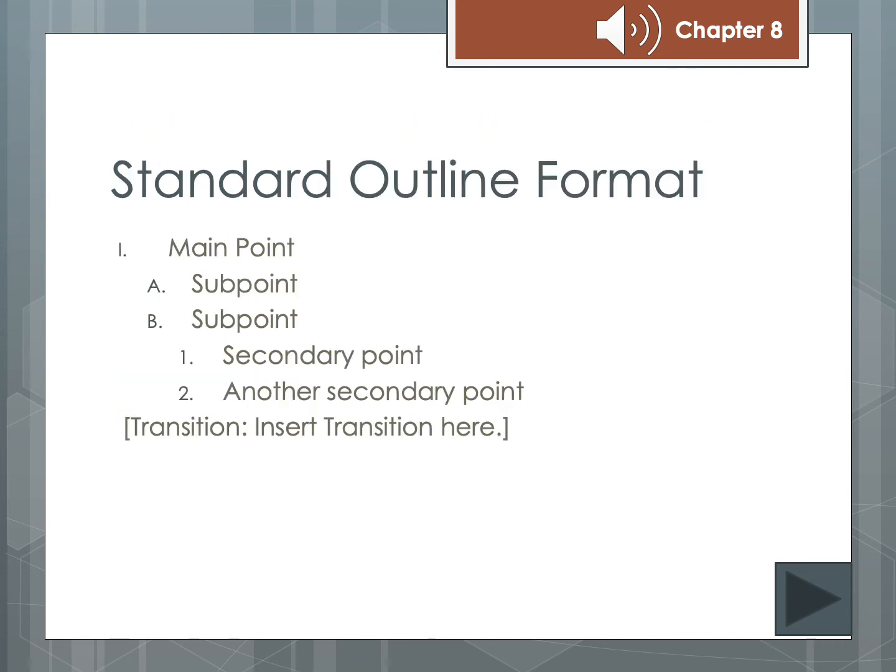Standard outline format uses Roman numerals for main points, capital letters for subpoints, and Arabic numbers for additional points or evidence. After each main point, you should include a transition, which is left justified with no number or letter, as shown above. The video on the next slide will show you how to format an outline.